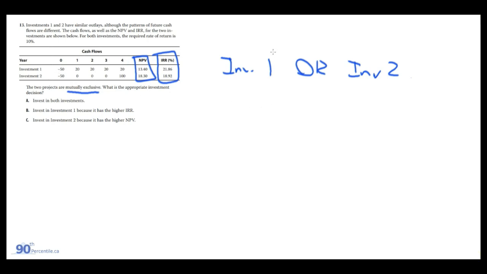Well, in the case of mutually exclusive projects, you always take the one with the higher NPV, not the higher IRR, because a higher NPV should theoretically bring up the company's value more than a project with a higher IRR but lower NPV, because this 1830 in investment two versus the 1340 in investment one should cause a greater increase in the company's value. So for mutually exclusive projects, just make sure that you're always taking the one with the higher NPV.